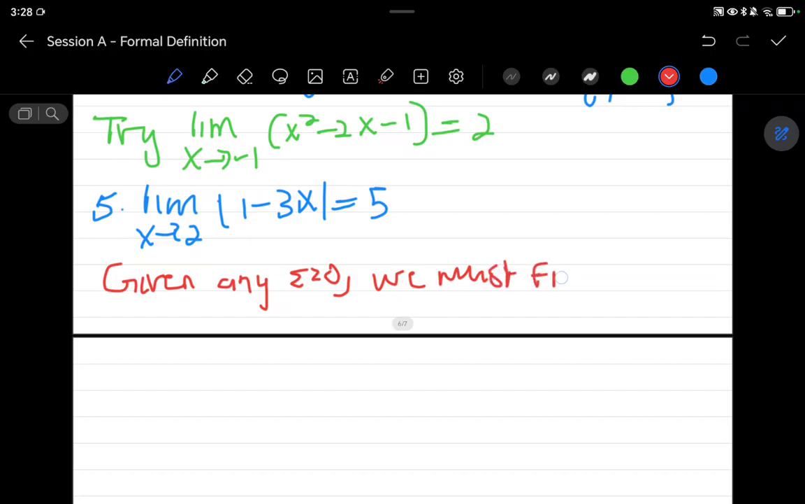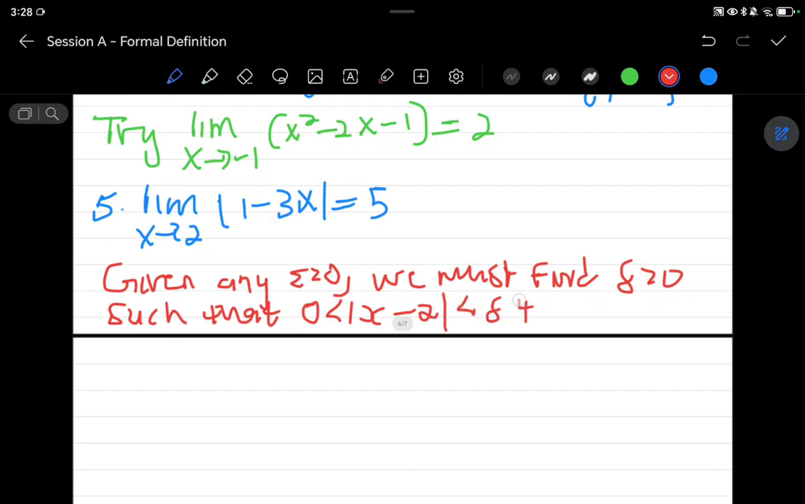Right? So we're going to find delta greater than 0 such that, now we're going to have this: the absolute value of x minus 2 is less than delta. Then we know that we must have the absolute value of this. What is that? That is the absolute value of 1 minus 3x minus 5, which is less than epsilon.